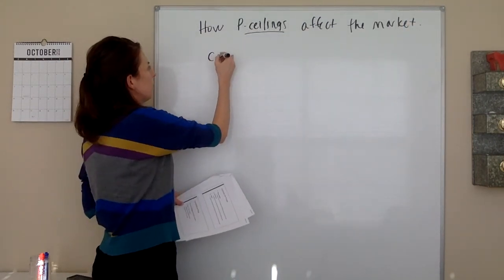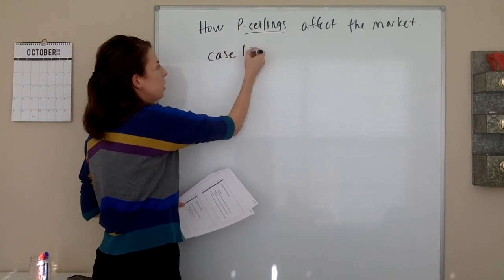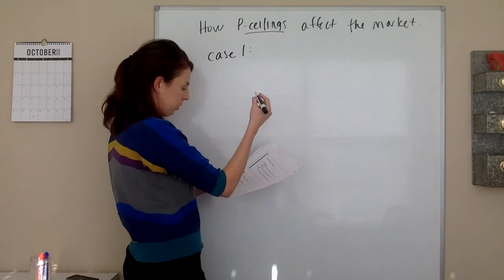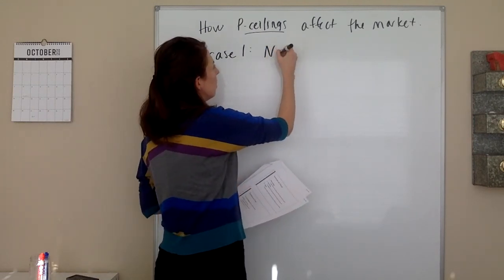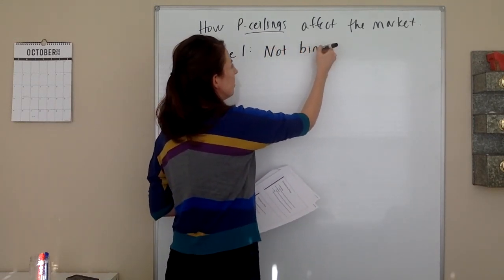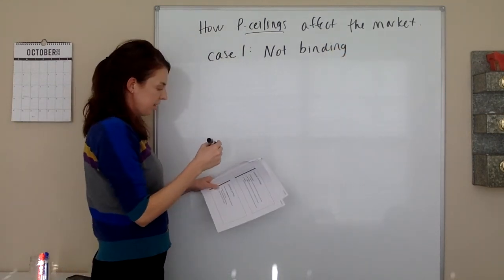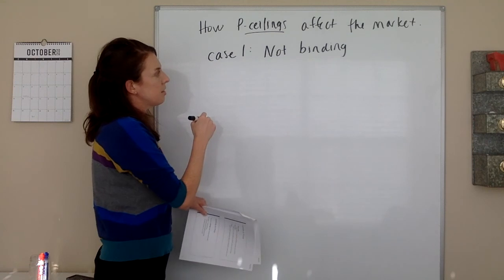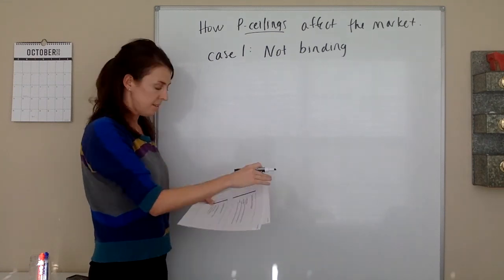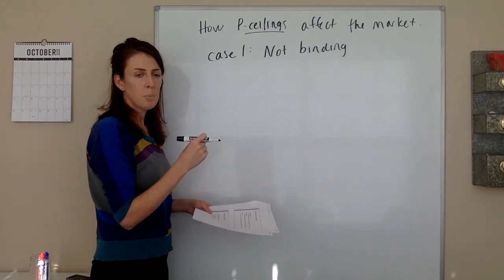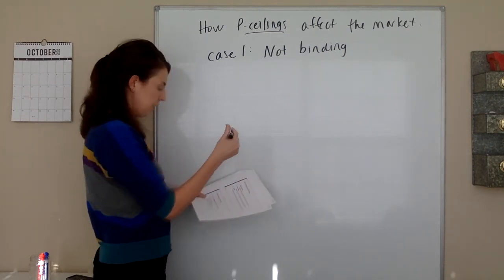Okay, case number one is that it could be the case that the price ceiling is not binding. So I'm going to write and then explain. A not binding price ceiling would be one at which the ceiling is set above the equilibrium price in the market. And in this case, it's not going to have any impact on the price or the quantity at which goods are sold.